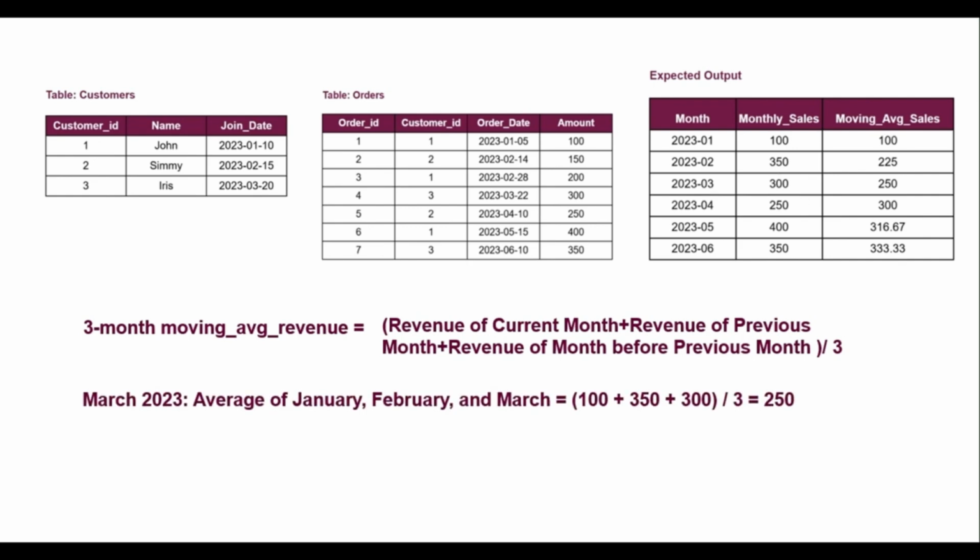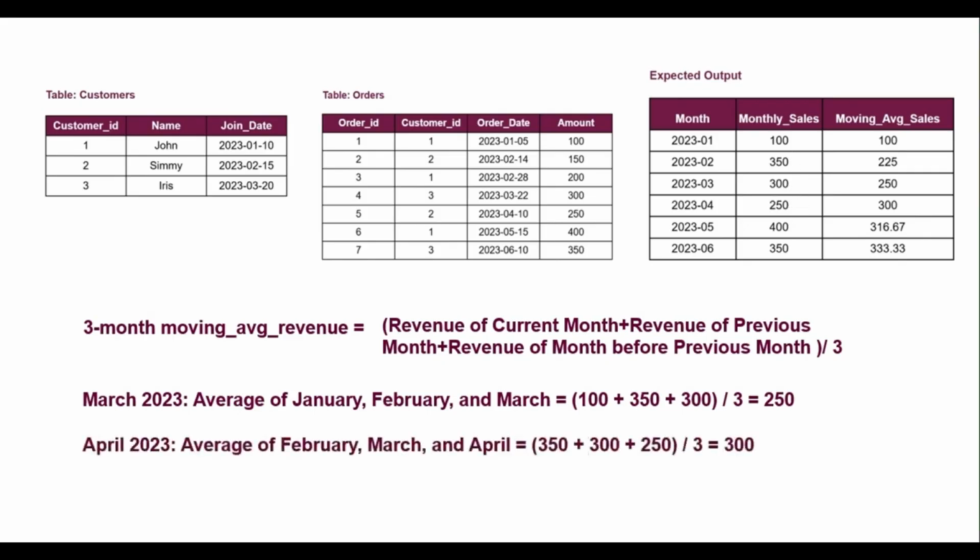Now for the month of April, it is going to be the average of revenue of February month, March month and April month, and it will be 350 plus 300 plus 250 divided by 3, that will come out to be 300.